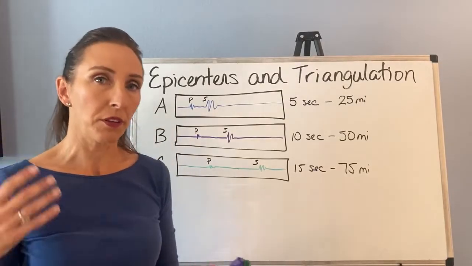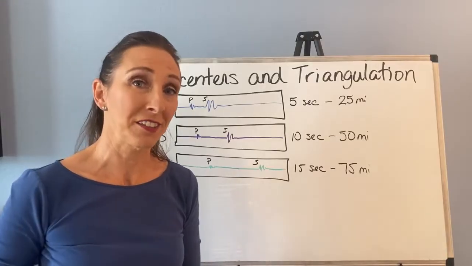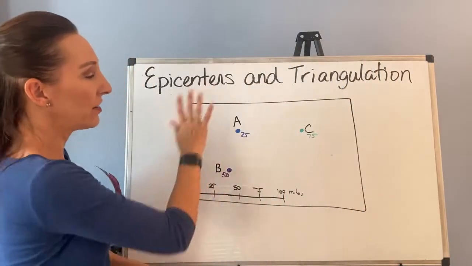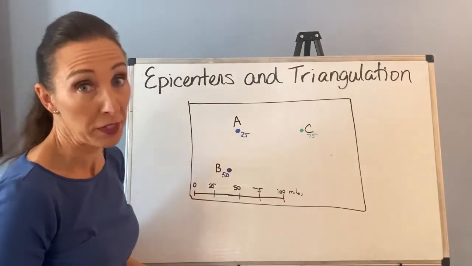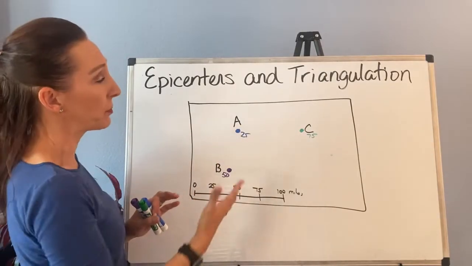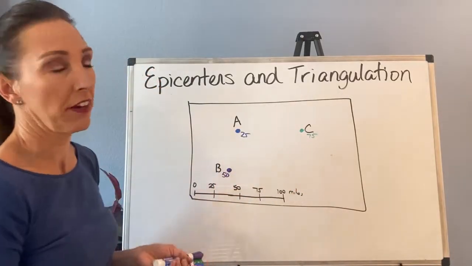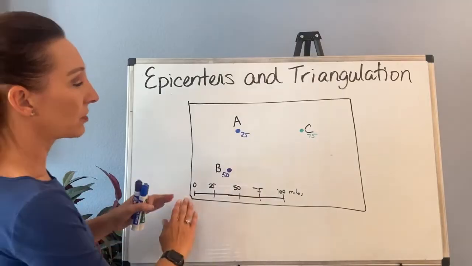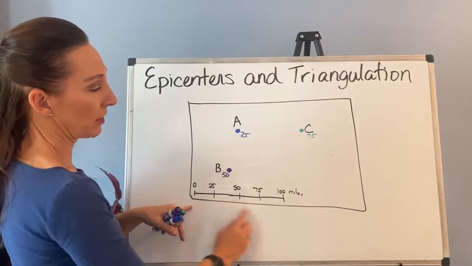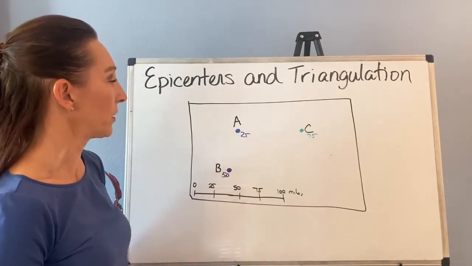Now we need to plot these locations on the map and figure out where A, B, and C are. So let me go ahead and do that. Okay, now we have this generic map with these 3 locations marked on there. A, which we know is 25 miles away from the epicenter, B, which is 50 miles away, and C, which is 75 miles away. We've got this little scale bar on the bottom that shows us that from here to here it's 100 miles, and the other values increment accordingly.